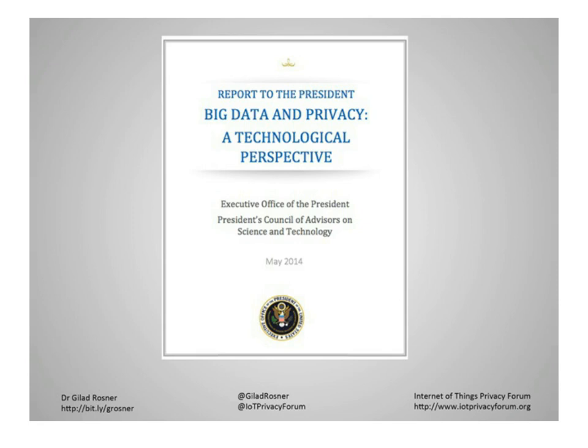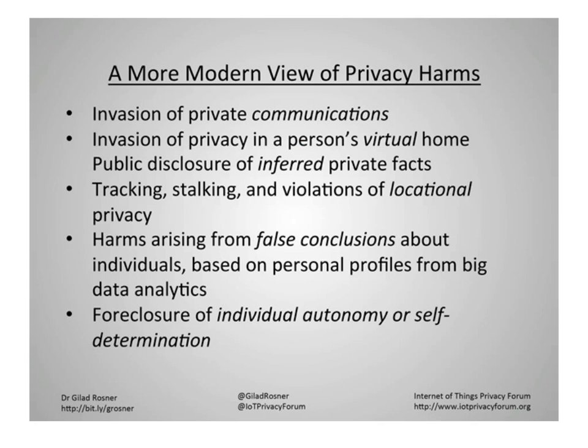They augmented the list of four privacy harms to reflect more modern values and concerns: invasion of private communications, invasion of privacy in a person's virtual home, i.e. the cloud, public disclosure of inferred private facts, tracking, stalking, and violations of locational privacy, harms arising from false conclusions about individuals based on personal profiles from big data analytics, and foreclosure of individual autonomy or self-determination.